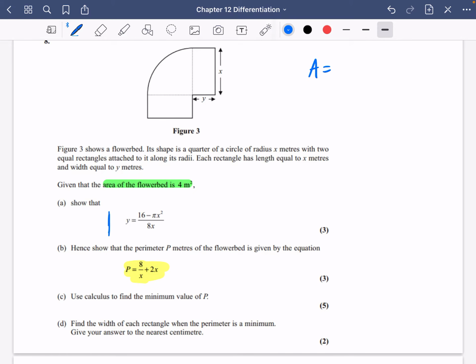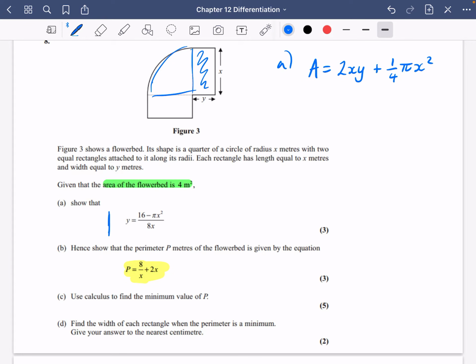Well, the area is 3 different shapes. We've got 2 of them which are identical, which are xy, so there's going to be 2xy. And then we've got this quarter circle that we've got here, and the radius of that circle is x. So it's going to be a quarter times by pi x squared.